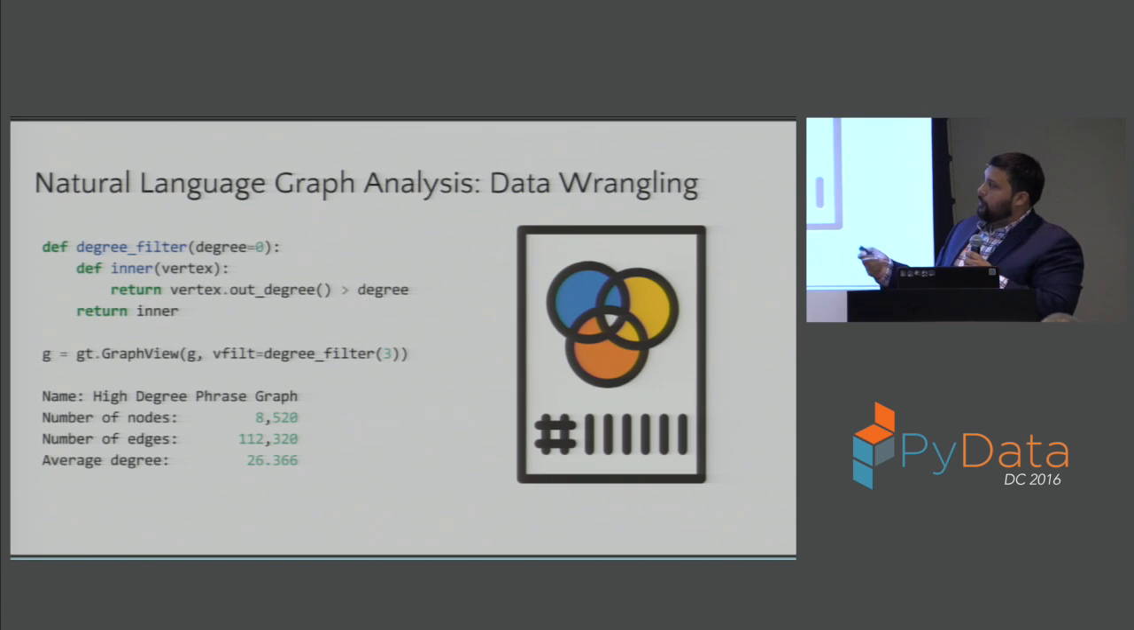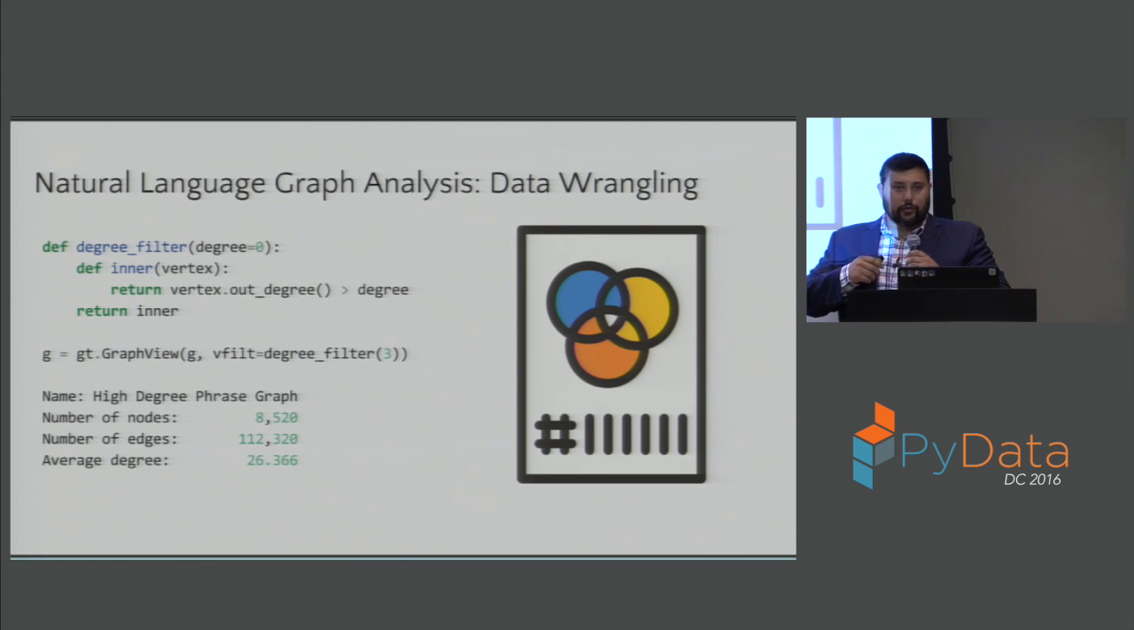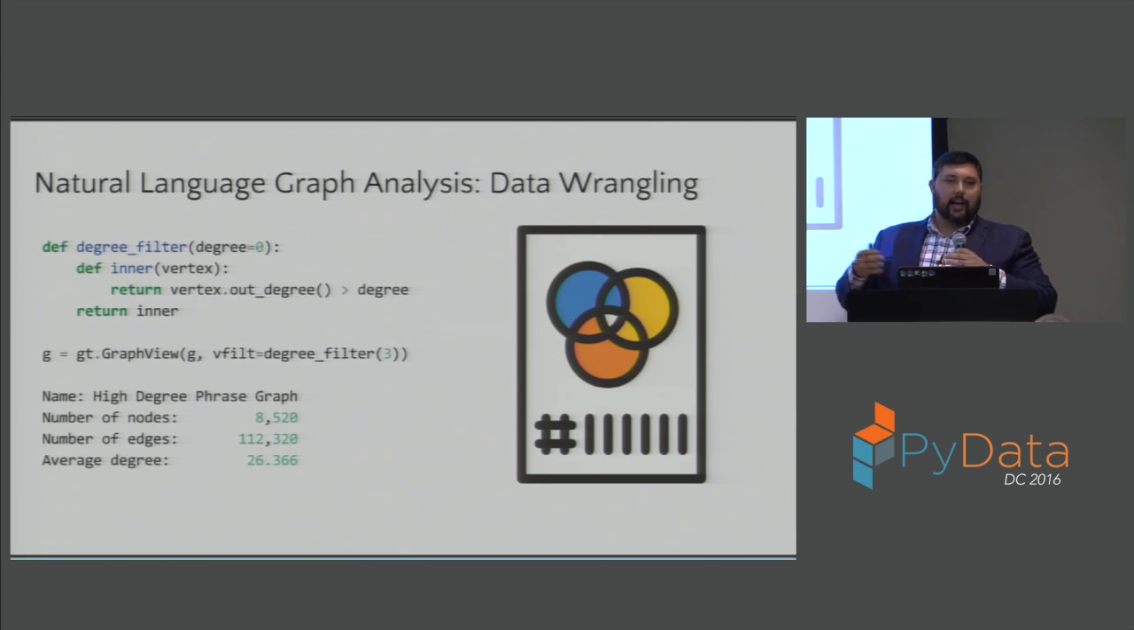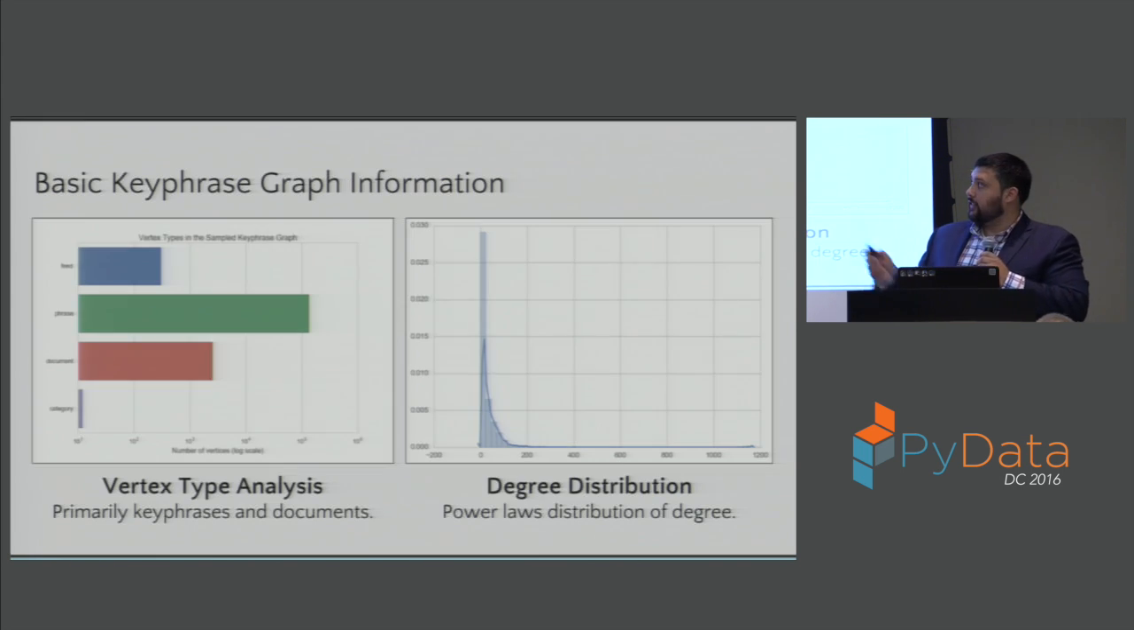Let's do a little more data wrangling here. Remember this degree filter function? We're going to apply it again, and we're going to say that the key phrases and documents have to have a minimum degree of 3. The idea is that we're filtering out the hapaxes, the unique stuff. We only really want to look at commonalities between documents. This gets us down to about 8,500 nodes and 112,000 edges with an average degree of 26.